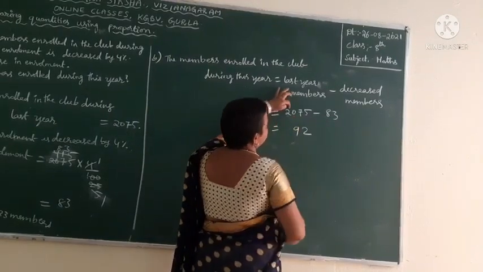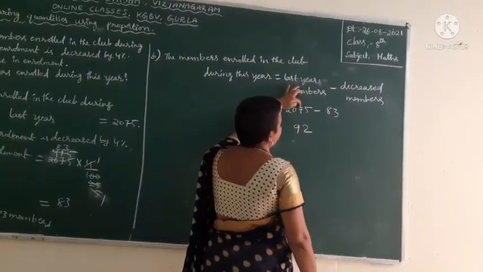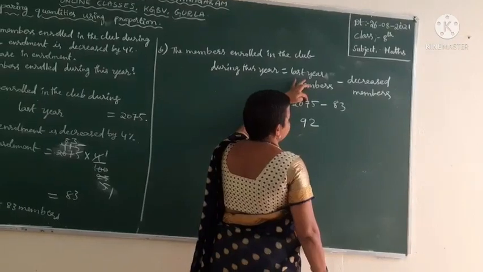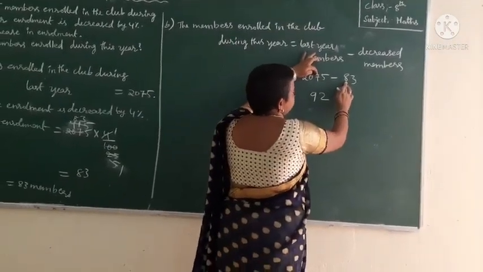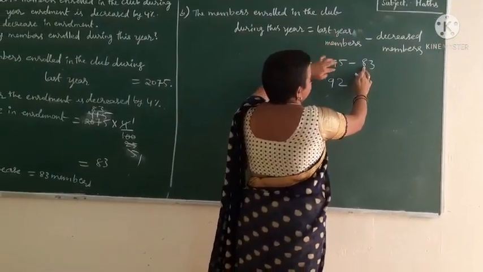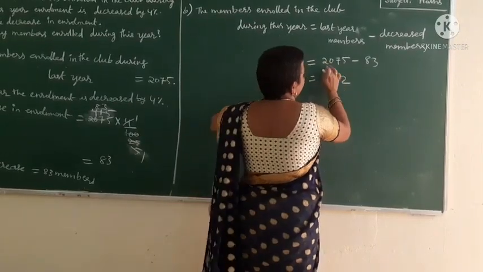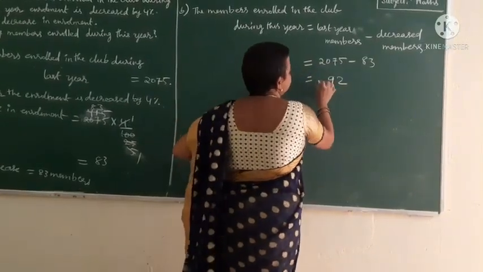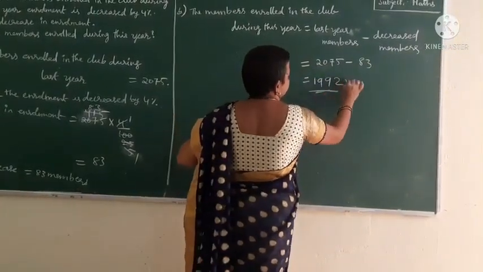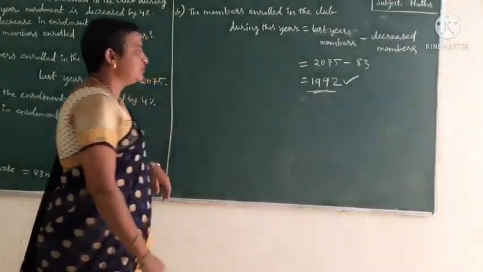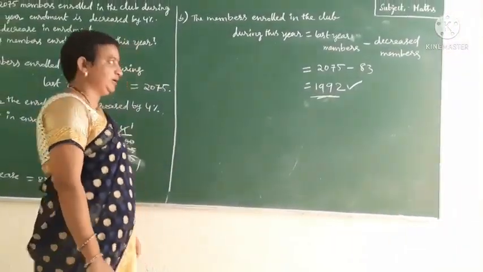You have to borrow 1, that is 10. You have to borrow from here, so it becomes 17. 17 minus 8 is equal to 9. Again here you get 19. So this year's enrolled number is 1992.